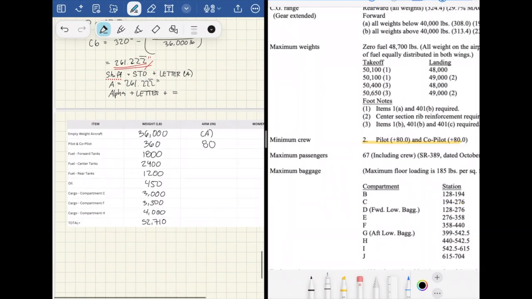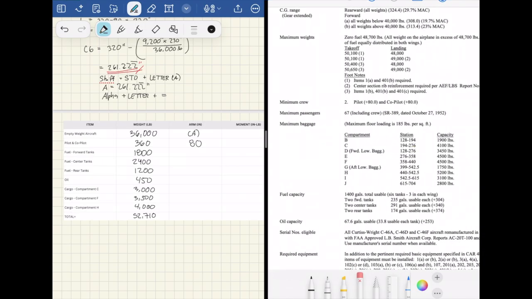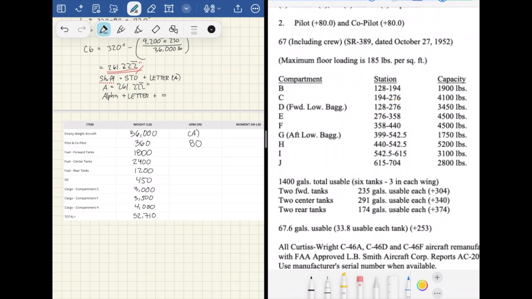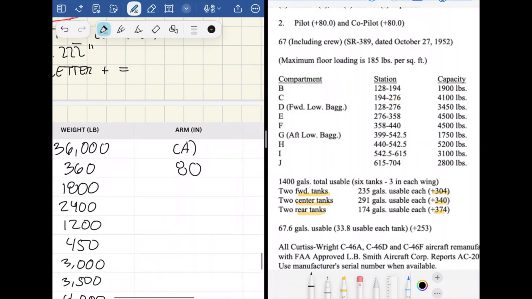Okay, so tapos na tayo kay pilot and co-pilot. Next, let's move to the forward fuel tanks, center tanks, and rear tanks. So punta tayo sa info naman regarding sa fuel capacity. Okay, here we have the highlight fuel capacity, and then tingin tayo sa each tank natin. So, okay, so sa forward tanks, meron tayong arm na 304, center tanks we have 340, and then rear tanks na 374. Okay, so let's put that there. So forward tanks, we have 304.